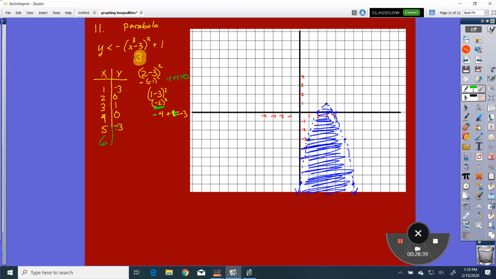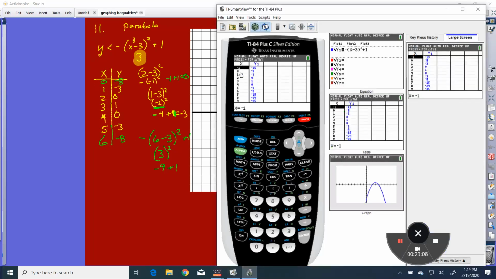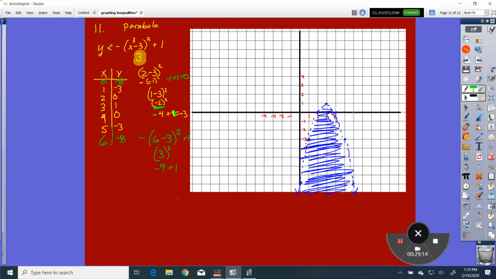So if I were to do 6, I'd plug 6 in there. Negative 6 minus 3 squared plus 1. 6 minus 3 is 3. 3 squared is 9. The negative in front plus 1 makes negative 8. So 6, 4, 5, 6. So 6 is down here. That's my negative 8. And 0 is the same thing because it's symmetrical across there. So that's also negative 8. Or we can look at our calculator, and there it is, 0, negative 8, 6, negative 8. Okay? And it's a dotted line, and it's less than, so it's all shaded inside of here.